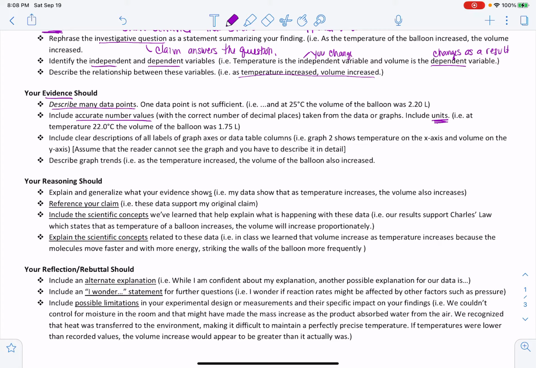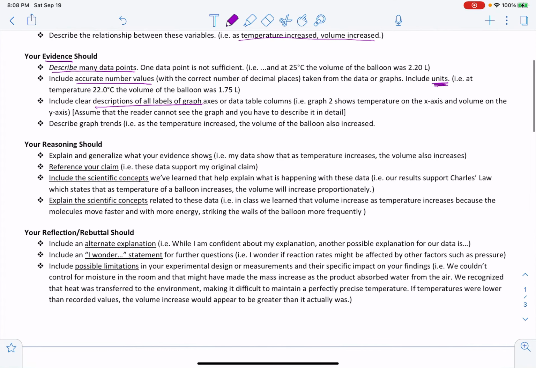You would want to describe your graph and how you maybe used those variables. Your graph should have your variables in that. And you want to look at the trends in the graph and describe them. And here you can say, as temperature increased, volume also increased. You can say that now that you have some numbers to back that up.